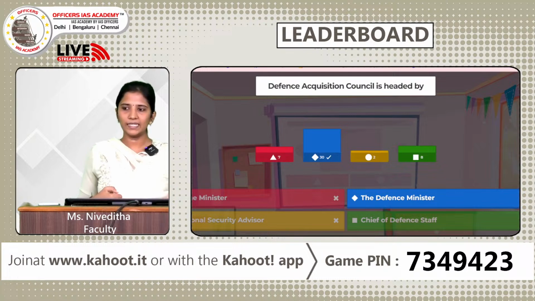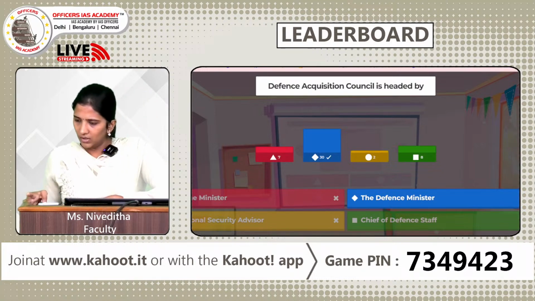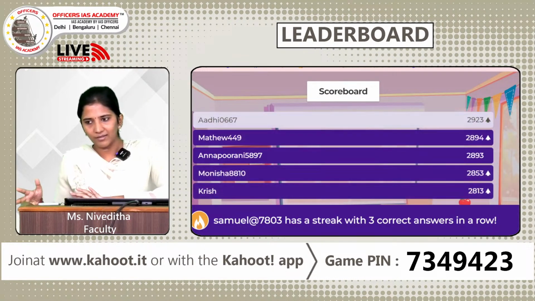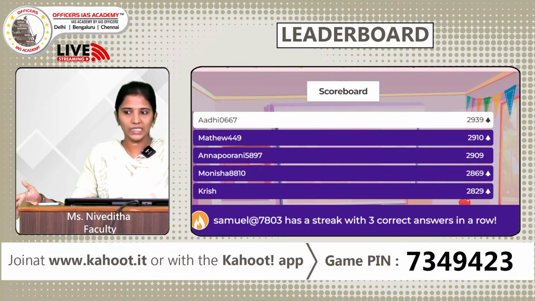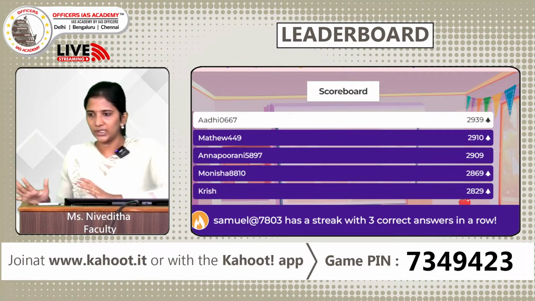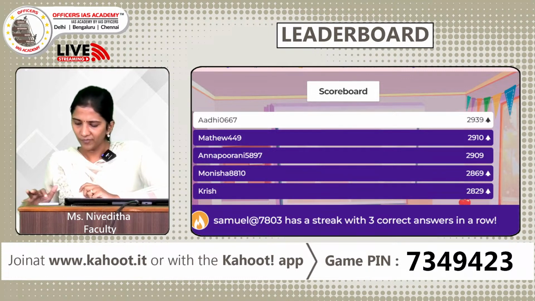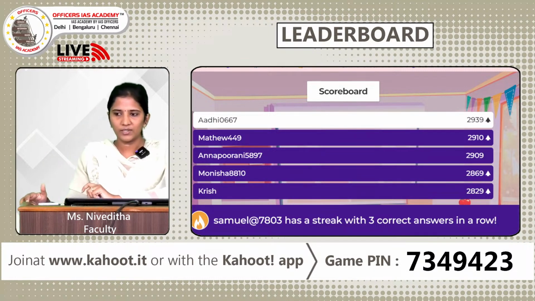Fine. Let's see the leaderboard. Okay, there is a change. First is Adi, second is Matthew, and third this time is Annapurani. Good, Annapurani. Fine. Let's go to the next question.